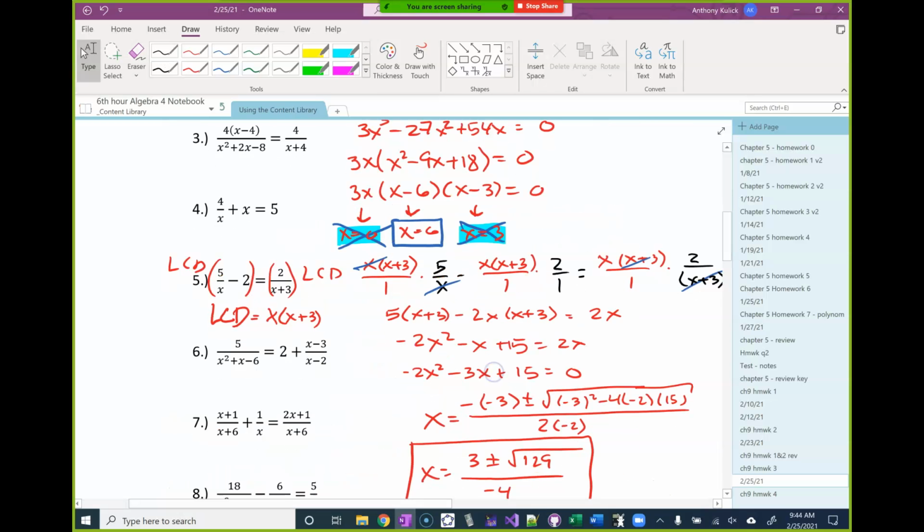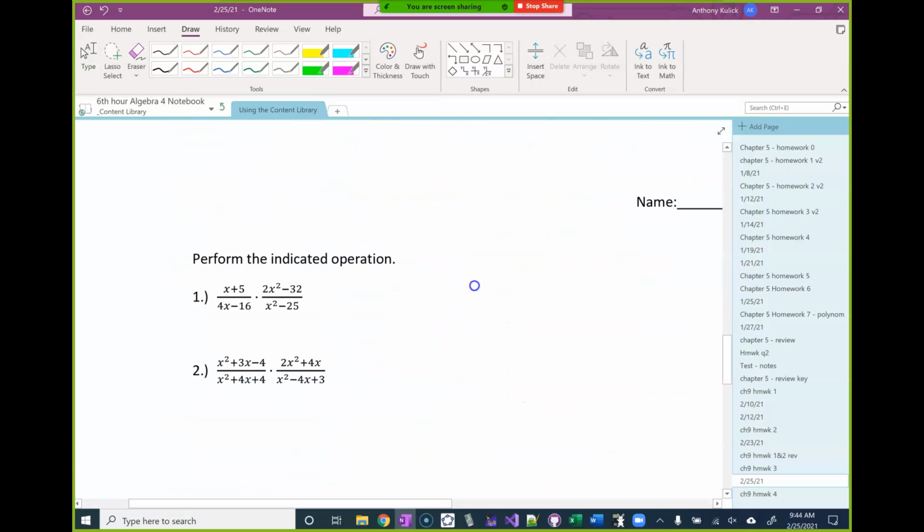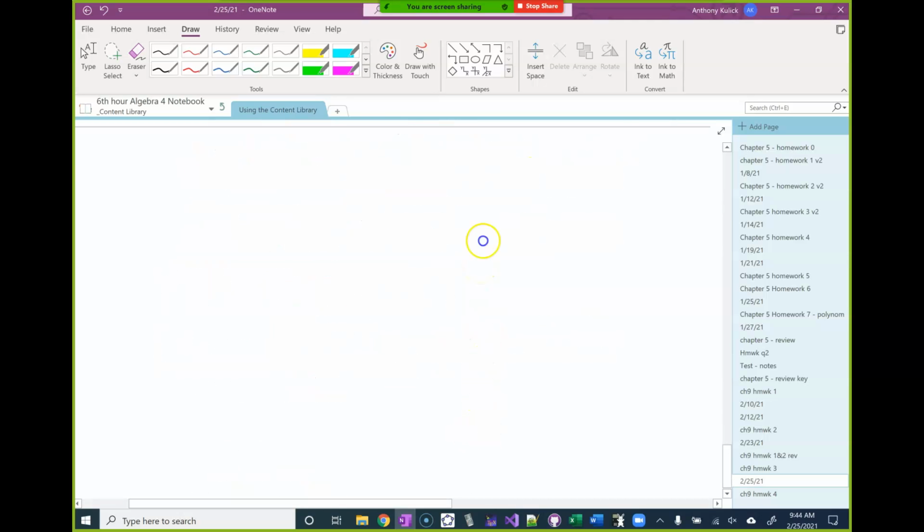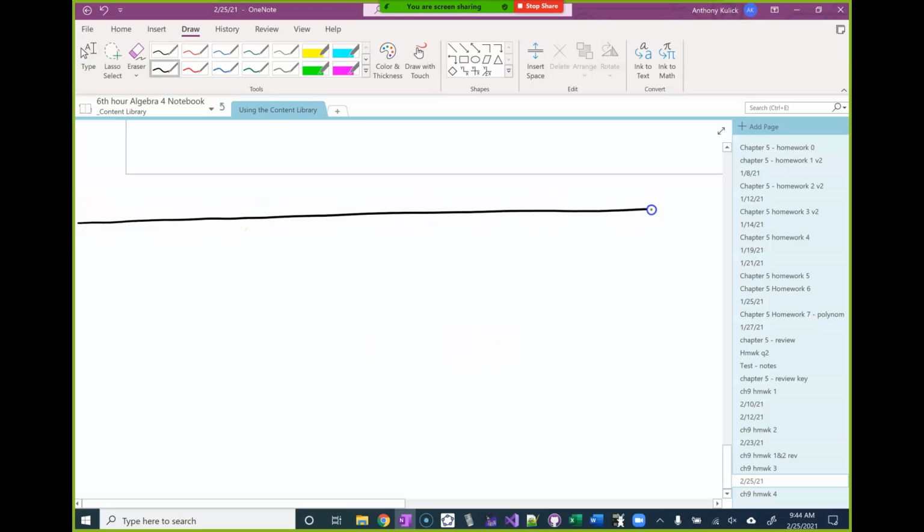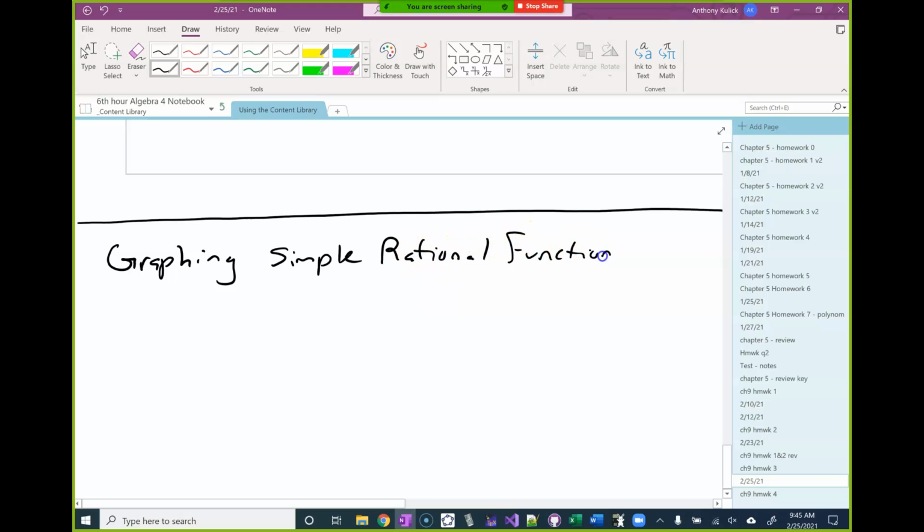Okay, so let's go ahead and start the new stuff for today. I think in general, students find this topic easier than the previous things we've been working on, which is nice, right? So this is a graphing topic. So we're going to be talking about simple rational functions and how to graph them.